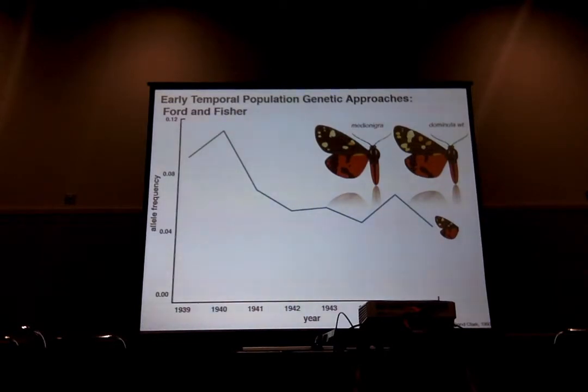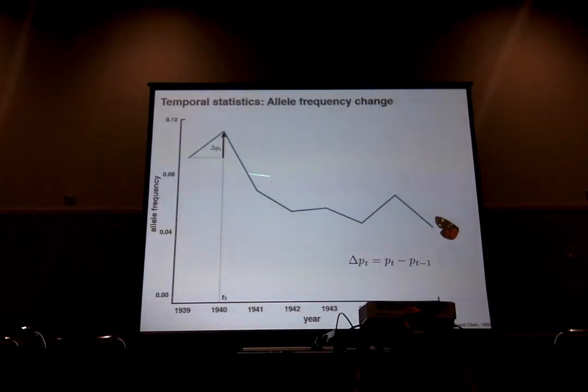So the classic population genetic approach to looking at contemporary evolution is to look at allele frequency changes through time. And this goes back to Ford and Fisher, when they were looking at a scarlet tiger moth color morph allele, this medionigra allele, which they witnessed decreasing through the generations. And they were curious if this was consistent with a pattern of neutral evolution or whether this particular color morph is being selected against.